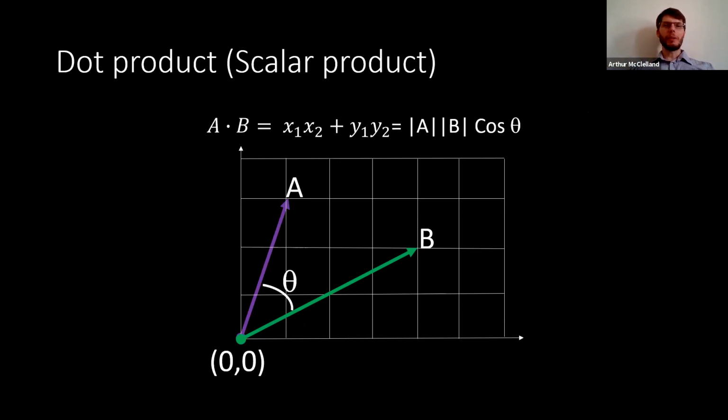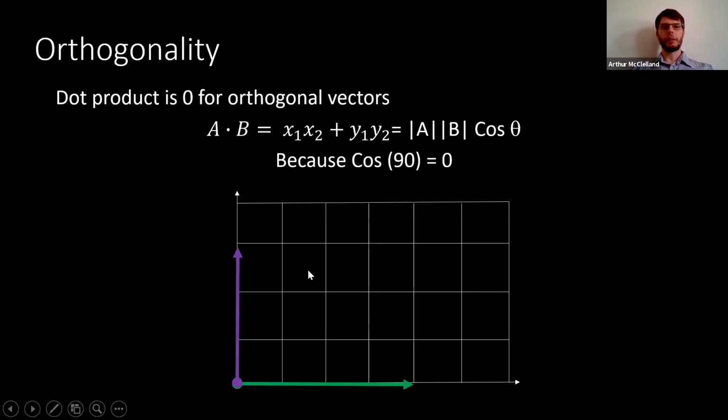There's a couple different ways you can multiply vectors together. One of them is called the dot product, which is a scalar product. So we get a number as an answer. We don't get another vector, we get a number. So if we do a dot b, the mathematical formula is x1 x2 plus y1 y2, and then we have the magnitude of a and the magnitude of b times cosine theta, which is the angle in between the two vectors.